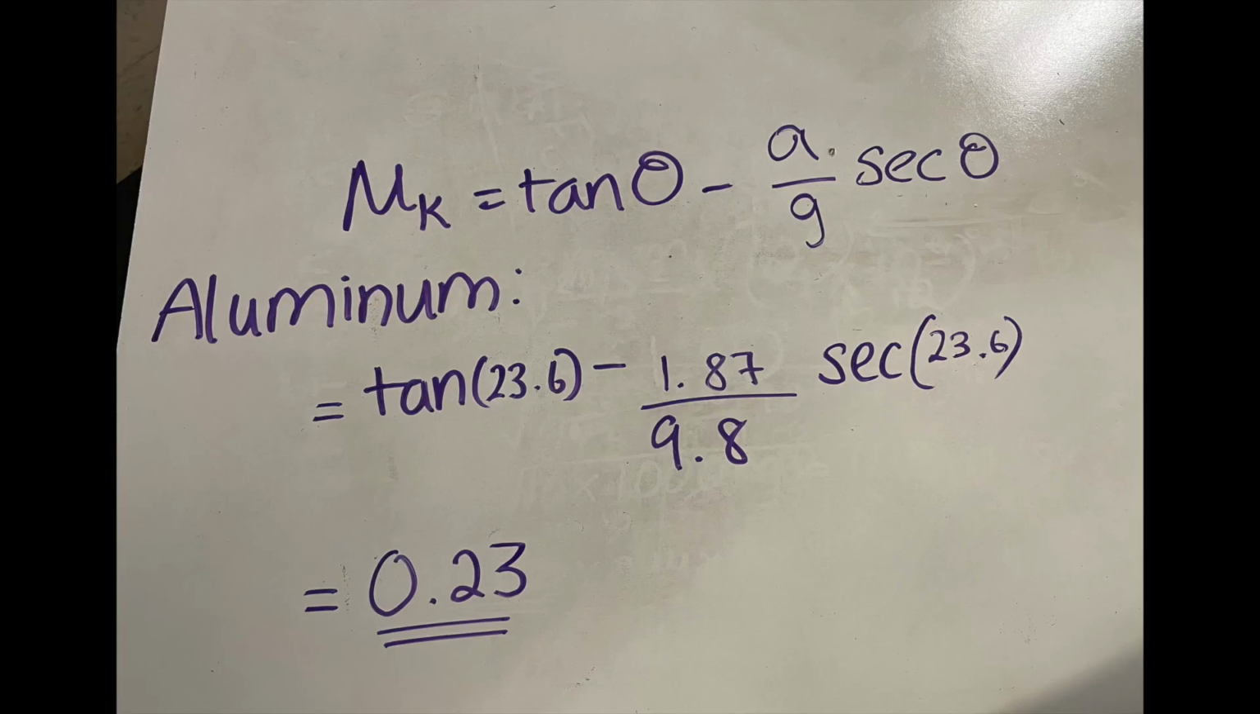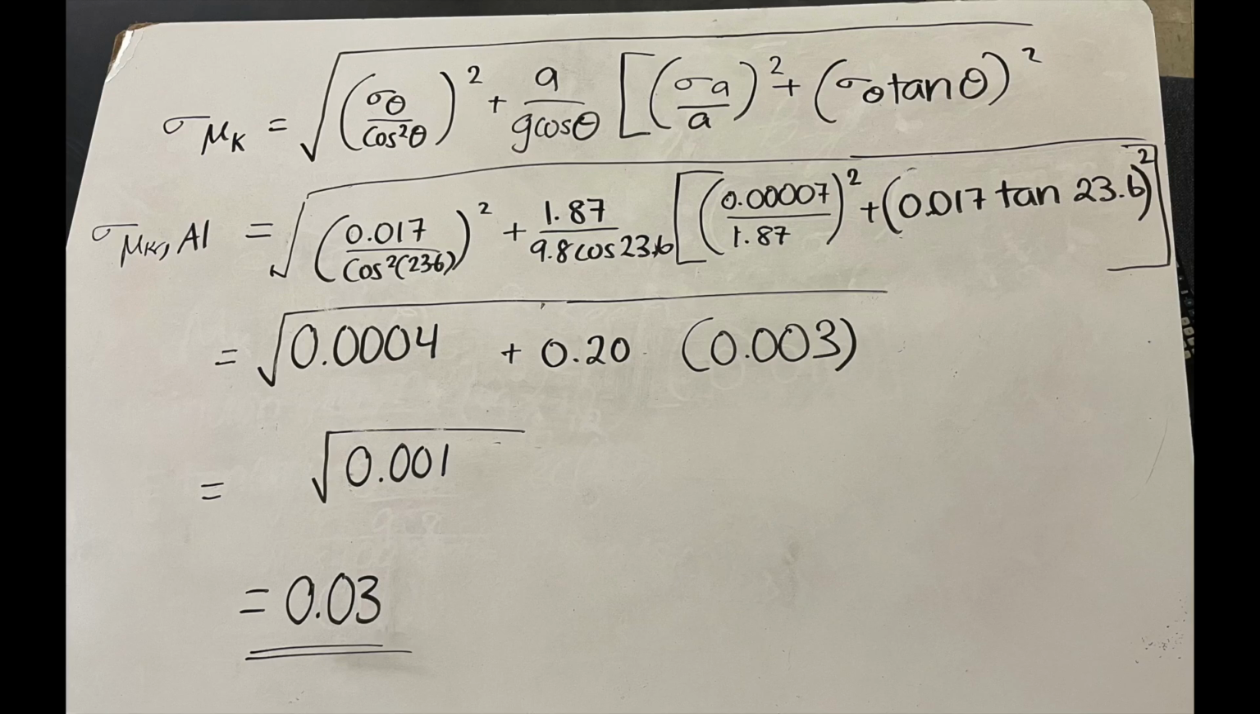The same equations were used to find the coefficient of kinetic friction and the sigma mu k for the aluminum. The coefficient of kinetic friction was determined to be 0.23, and then for the uncertainty of the coefficient of kinetic friction, we also used the same equation, and we determined that the sigma mu k was 0.03.